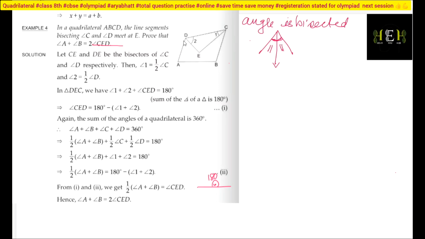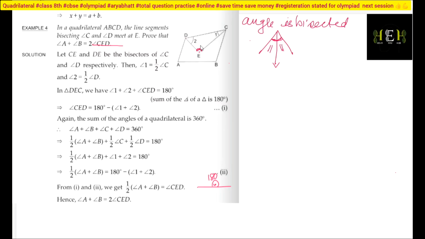Okay, so similarly they are saying that the bisectors of angles C and D meet at E, meaning that the bisector of this one is extended, the bisector of this one is extended, and they cut at the point E. Prove that A plus B is twice of angle CED, meaning A plus B is equal to twice of CED. CED means twice of this angle, right? Twice of this angle.